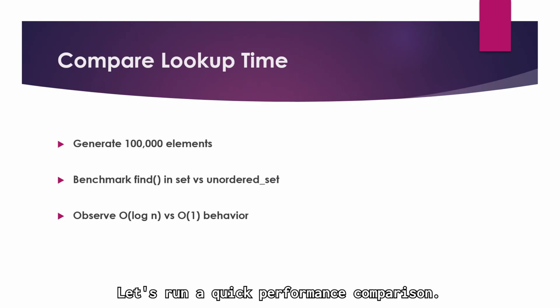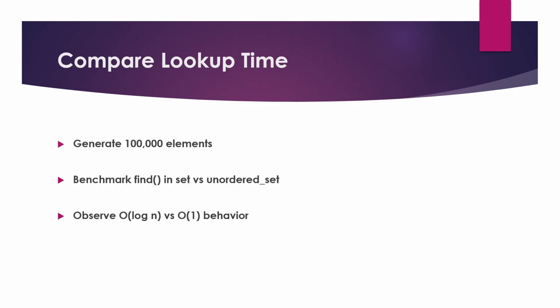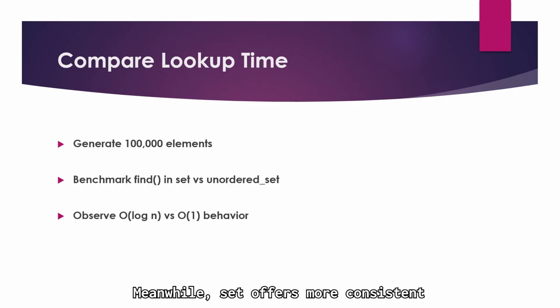Let's run a quick performance comparison. We generate a large list of random numbers and measure the time taken to insert and search in both set and unordered set. You will usually find that unordered set is significantly faster, except in rare cases where hash collisions degrade its performance. Meanwhile, set offers more consistent behavior and predictable iteration. These benchmarks help you decide which container to use based on context.